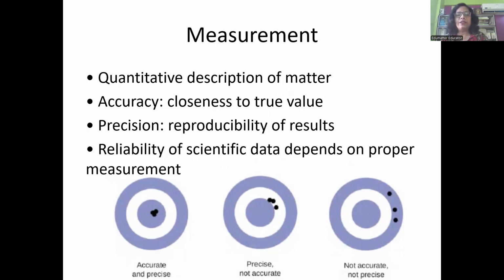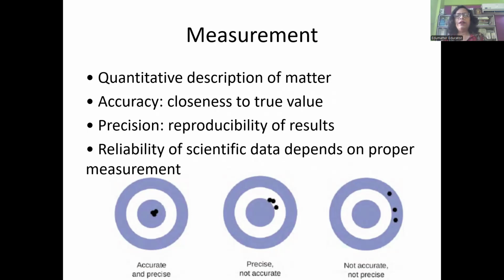If you want to understand this, you can observe these dartboard drawings carefully. The first one is showing accurate and precise aiming. That is, all the attempts have hit the target. So accuracy is definitely there, and precision is there because every time it is getting repeated.